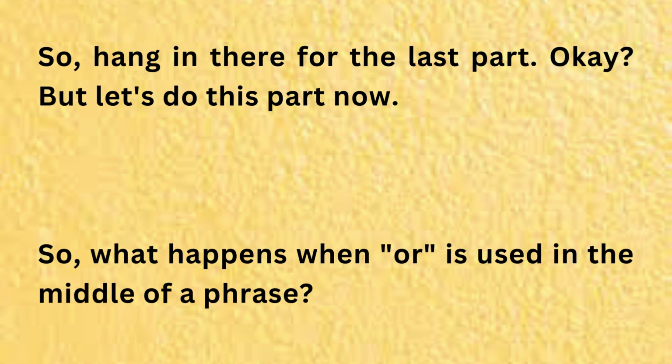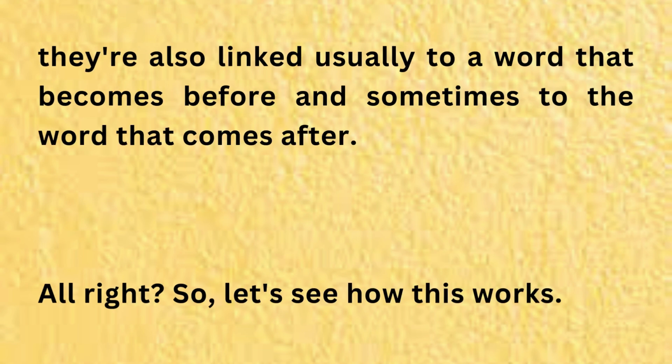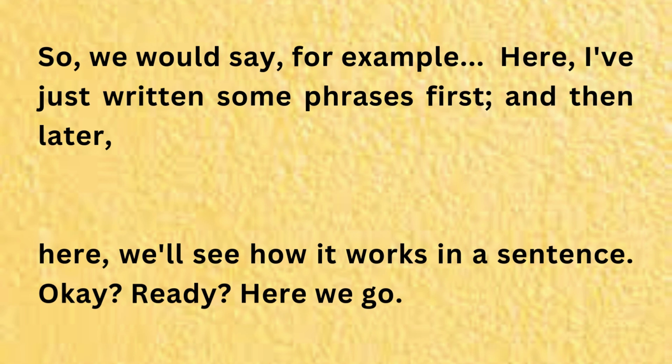So, what happens when "or" is used in the middle of a phrase? Then "or" is basically a function word, and function words are shortened or reduced. They're not only shortened or reduced, they're also linked usually to the word that comes before and sometimes to the word that comes after. All right? So let's see how this works. I've just written some phrases first, and then later we'll see how it works in a sentence. Okay? Ready? Here we go.